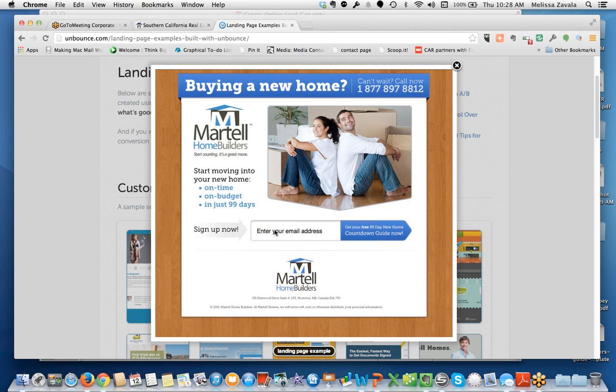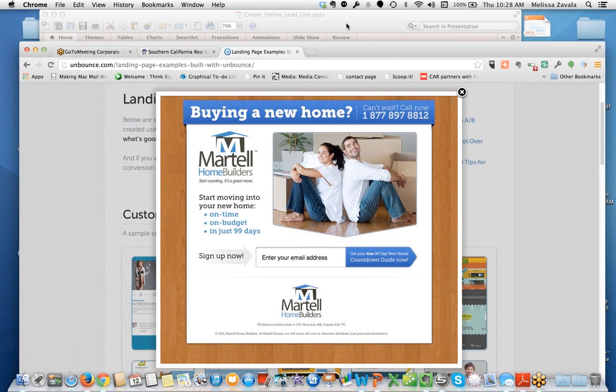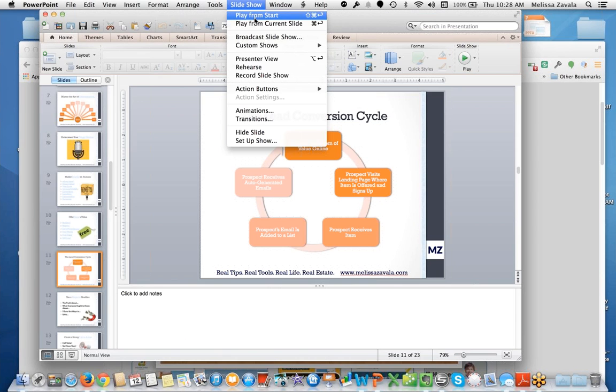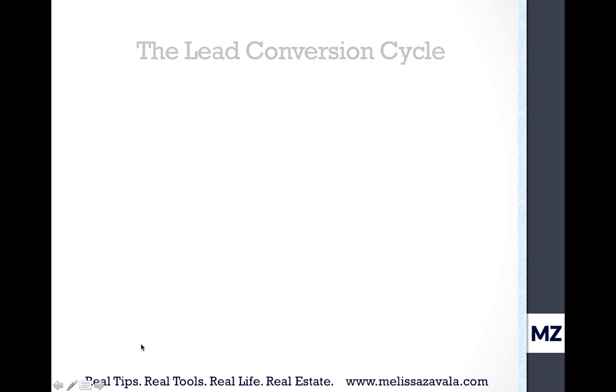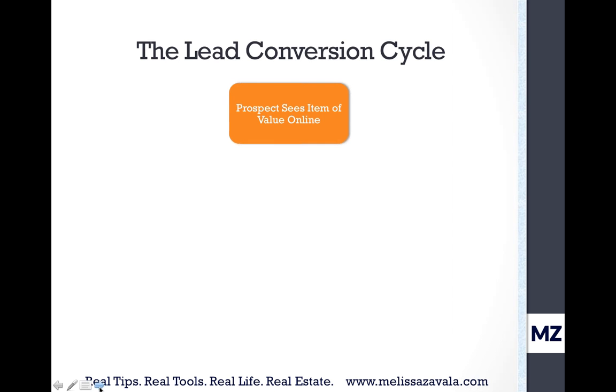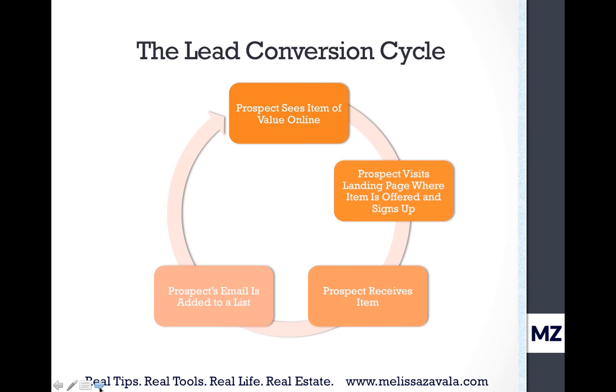But what you're doing again is you're offering an item of value, you're collecting the information, and then you are following up either via email, through automated emails, through personal emails that you customize, or if you can collect a phone number, bingo, you scored, you can call them on the phone. So that's kind of how that works. So we've gone through this.